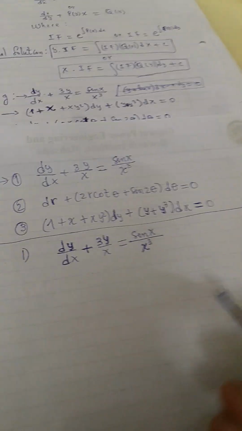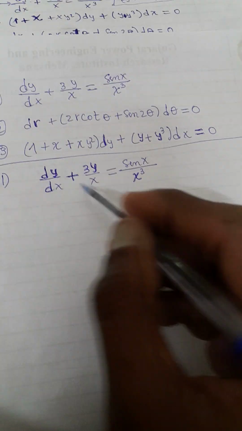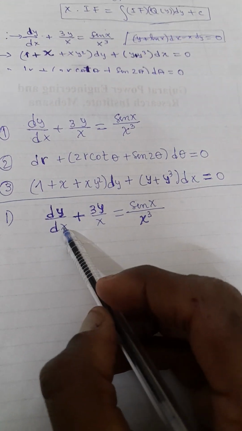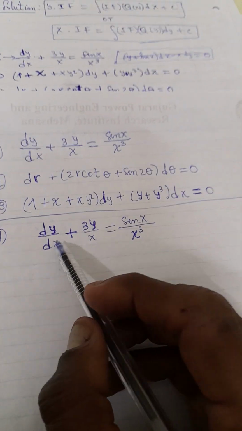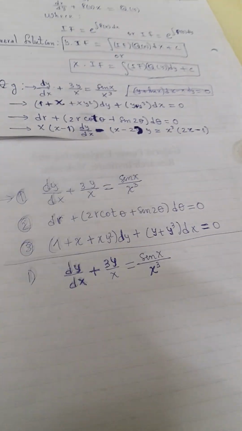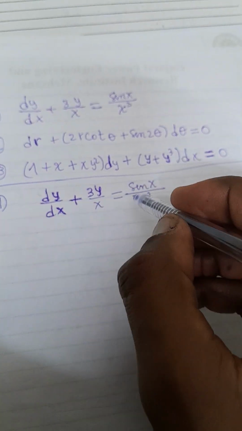Let us check this one. Suppose here you have this expression. What to do? How to check? See, here you have dy/dx, here you have 3yx, and here you have sine. So is it possible to make x the dependent variable? That's the question. Is it possible to transform x into the dependent variable?